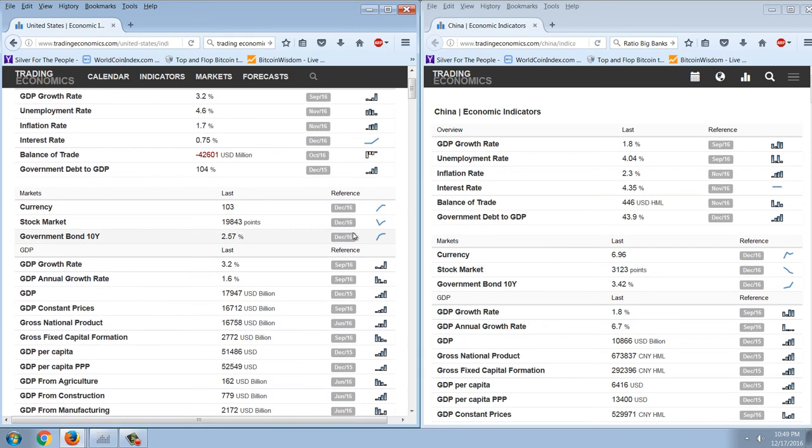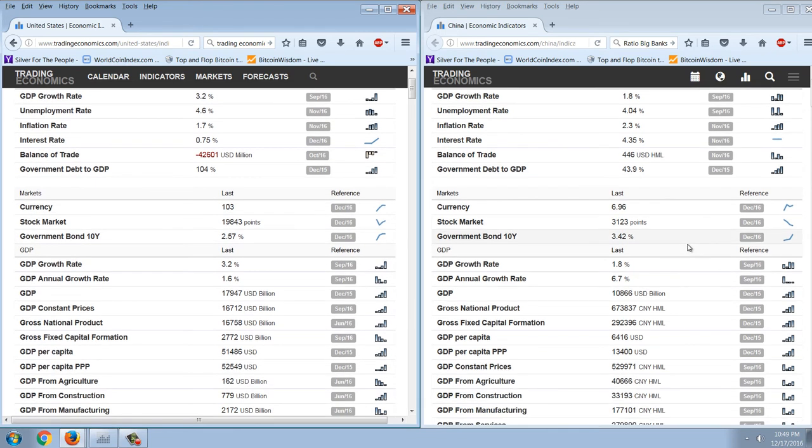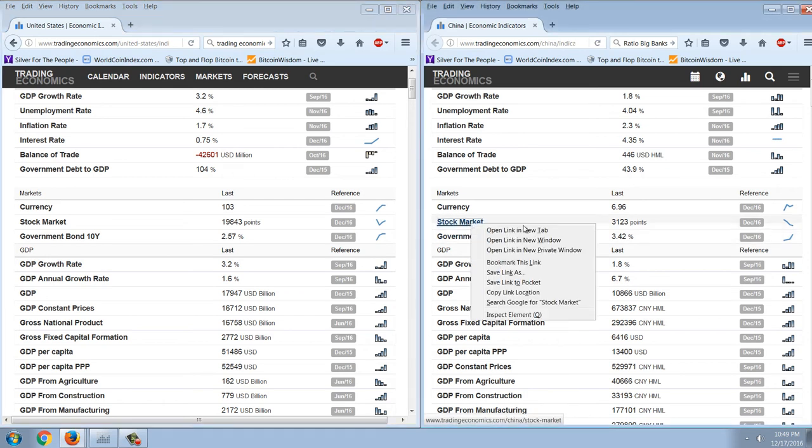The currency doesn't mean a lot. You can see here on the stock market, if you just go by raw points, that doesn't mean a lot either, because those are just different indices. But you can see the U.S. is near an all-time high, whereas China really has that base between 2,000 and 3,000. Their stock market has corrected.